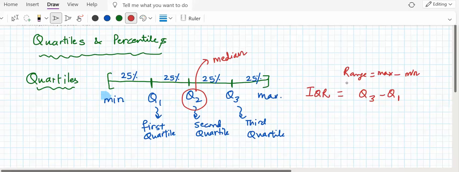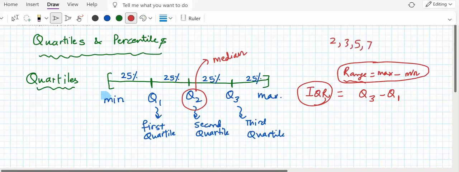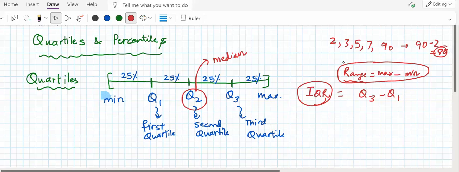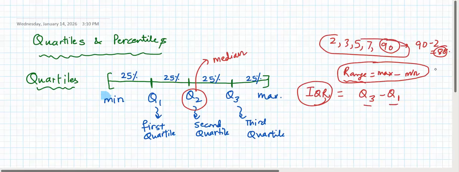So what is the difference between range and interquartile range? You see, range is prone to outliers. For example, if I have 2, 3, 5, 7, 90 as my data set, what will my range be? Range is 90 minus 2, that is 88. Looking at the range, you will think the data is widely spread, whereas it is not. It is only because of the outlier that we have this range. But for this particular data, if you take Q3 minus Q1, then the effect of the outlier will be removed. That is why we talk about interquartile ranges.